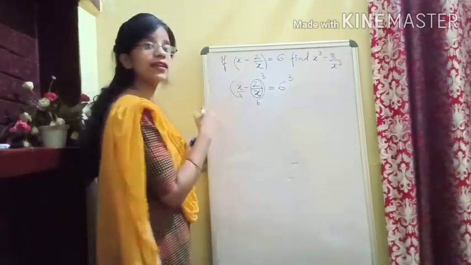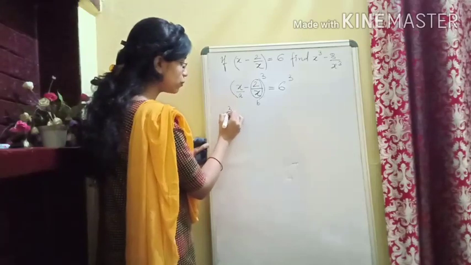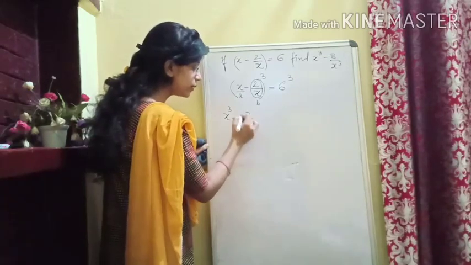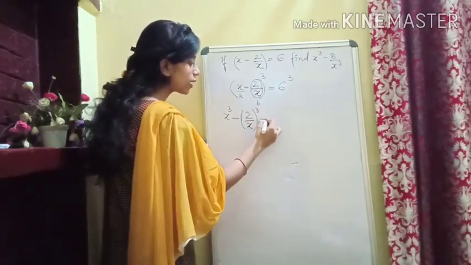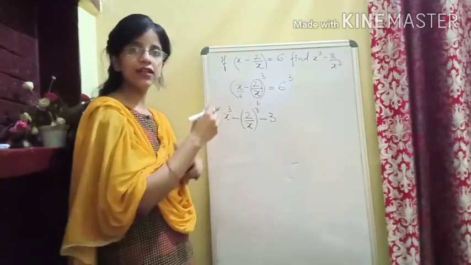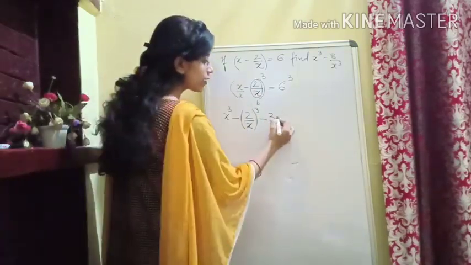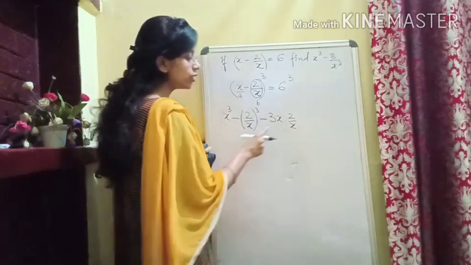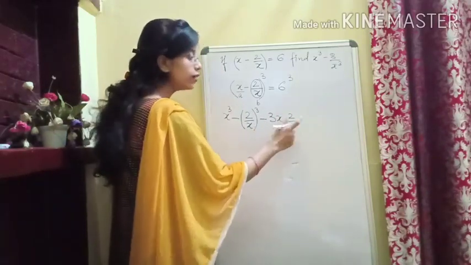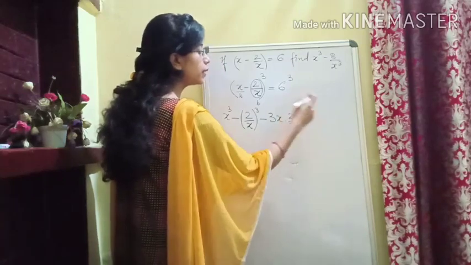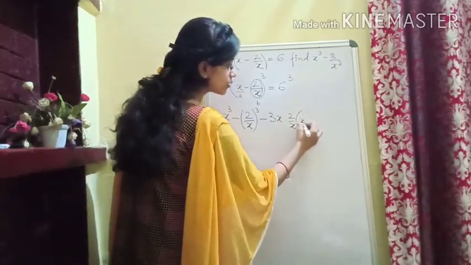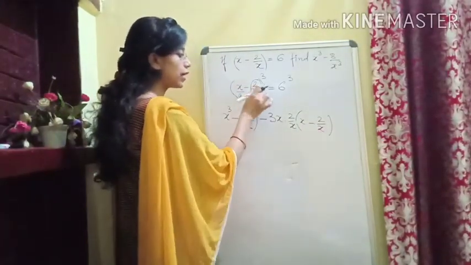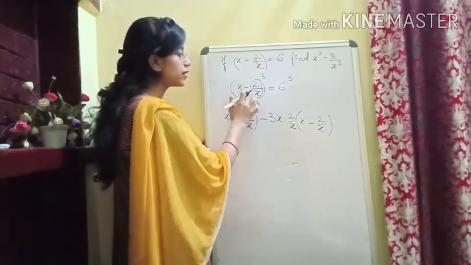So now it should be a cube. What is our a? x cube, minus b cube. What is our b? 2 upon x is our b, and we have to cube it, minus 3ab, which is 3 into a into b. What is a? x, into, what is our b? That is 2 upon x. This is 3ab, and into a minus b. What is our a? x, minus b, which is 2 upon x. Is it clear that we have kept the values of a and b according to the identity, and we have expanded our left hand side?